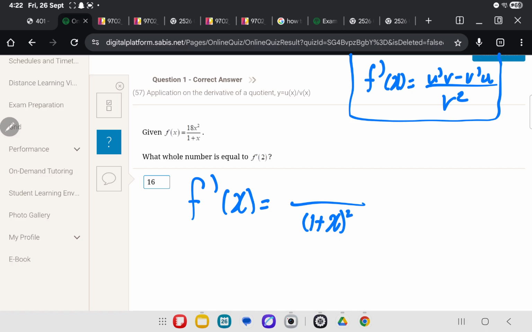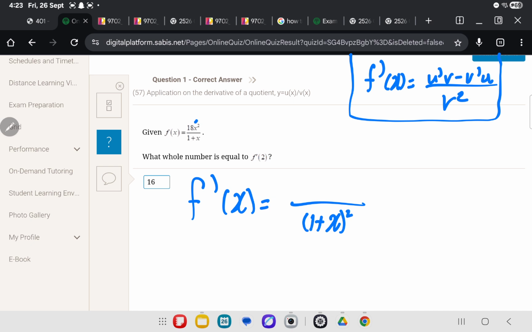Now, how do we derive? If you remember, y is equal to k times x to the power of n. So then y prime will equal n times k x to the power of n minus 1. This is the general rule. So basically, you take the exponent down, and then you minus 1 from the exponent. That's how you do derivative.